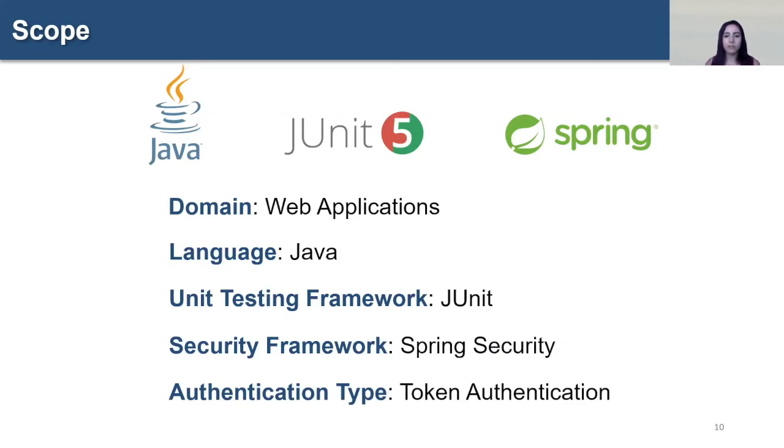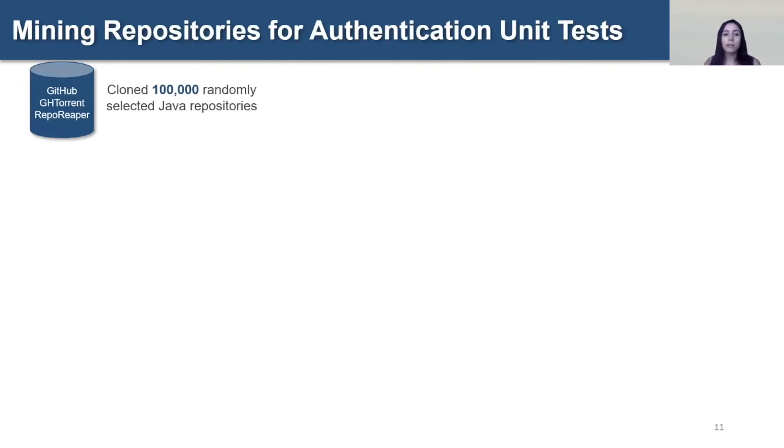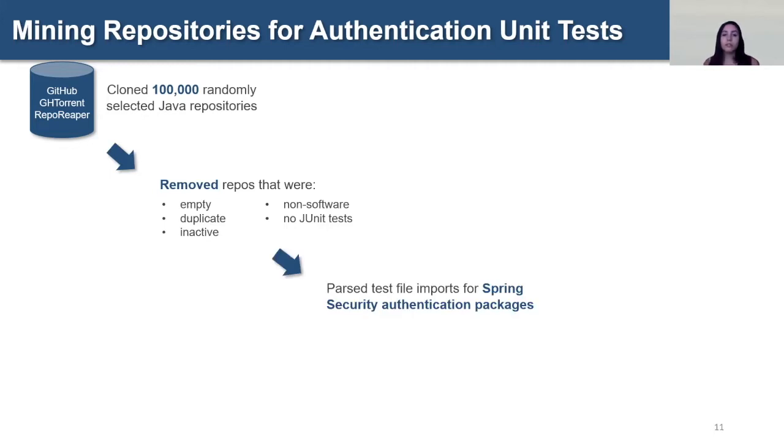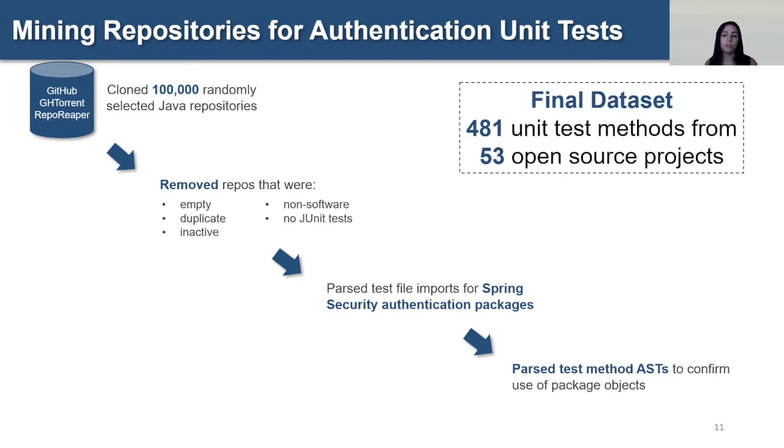To collect our data, we started by cloning 100,000 randomly selected Java repositories. We did the standard filtering, but also removed any project that didn't have JUnit tests because we wanted to parse these test files and look at what they were importing. Specifically, we wanted to identify test files that imported Spring Security authentication packages. And to go a step further, we parsed the ASTs of every single test method to isolate methods that used these package objects. In total, we had 481 unit test methods from 53 open source projects.